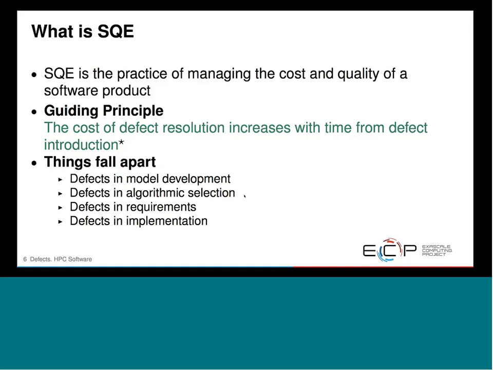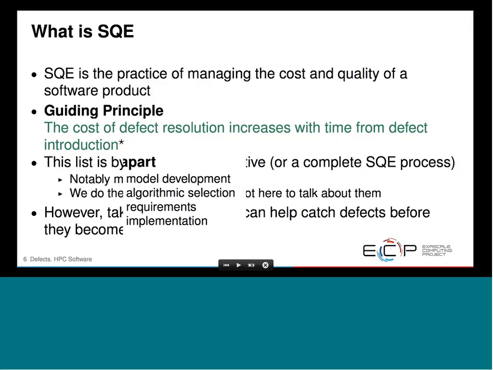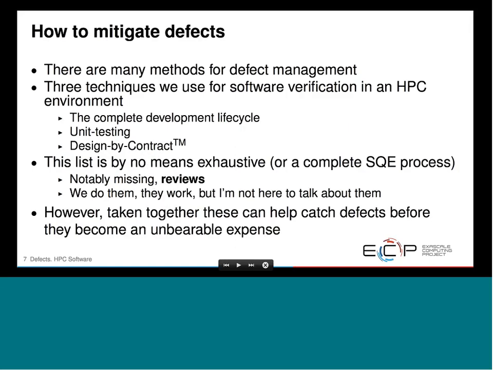So this is largely common sense, and most of SQE is simply a series of practices derived from common sense, one could argue, but it's well worth your time to keep in scope as you're doing things. And the reality is in this business, things just tend to fall apart. We end up with defects in our models, defects in our algorithmic selection, defects in requirements, and defects in implementation. So how do we manage all this? How do we mitigate these defects?